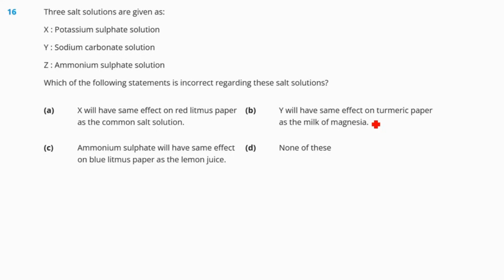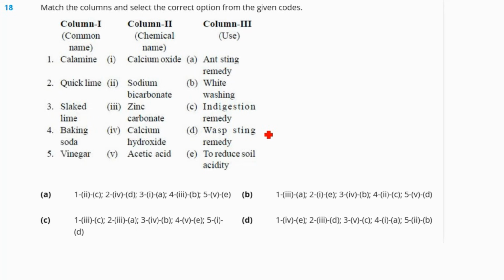Y will have the same effect on turmeric paper as the milk of magnesia, sodium carbonate, Na2CO3. Yes, this is also correct. Ammonium sulfate will have the same effect on blue litmus paper as the lemon juice. Yes, it is acidic, so this is also correct. So the incorrect statement is none of these. All are correct.